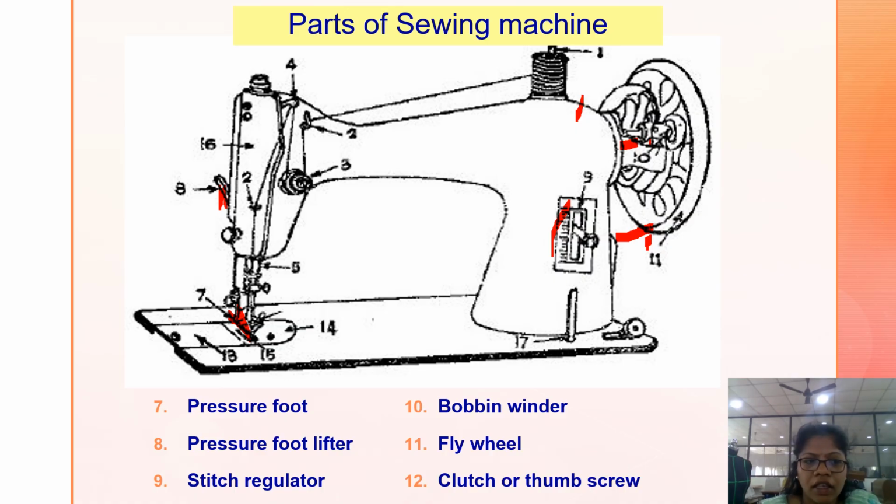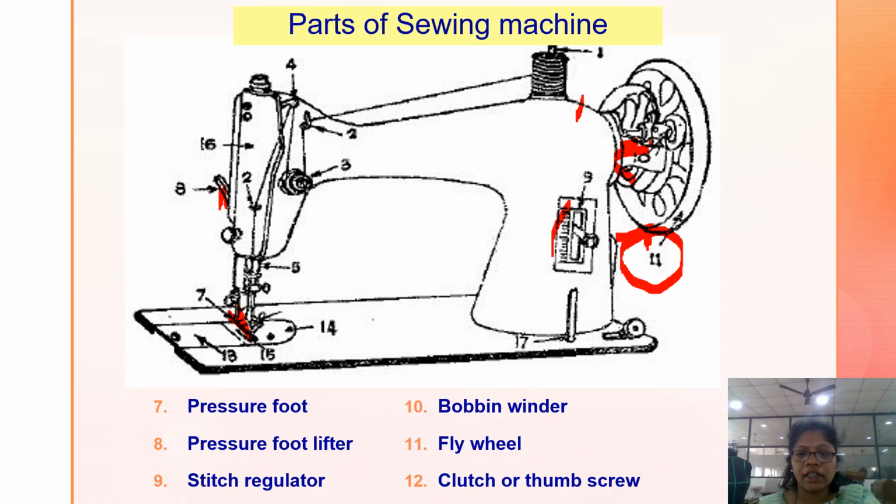This is the flywheel. Generally the flywheel is used for rotating the machine. So when we want to start and stop the mechanism of the machine, we can rotate the wheel with our hand. The 10th one is for the bobbin winding and the 11th one is for the flywheel.